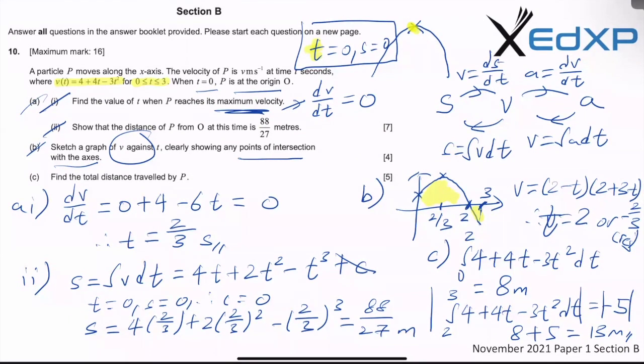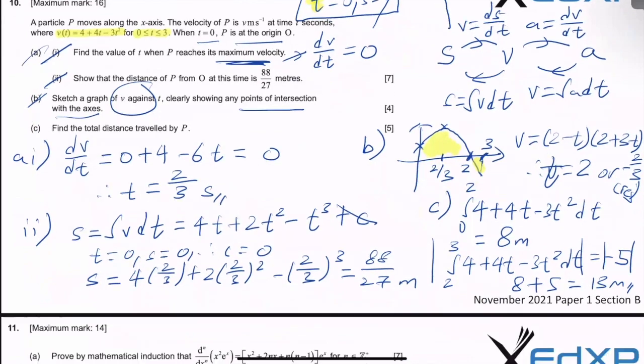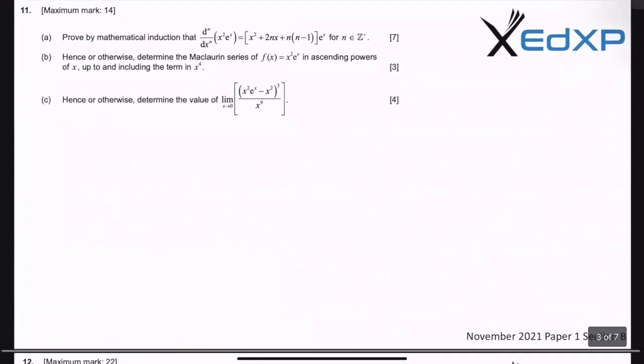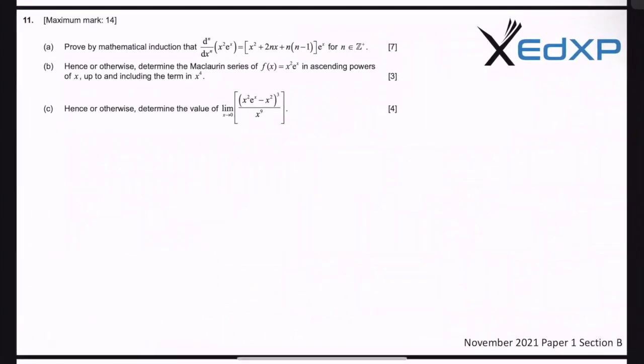Okay, I hope you got that. I'll move on to the next question, question 11 in section B of the November 2021 paper. This topic is on mathematical induction or proofing. We also have the Maclaurin series and a limit question in part C. Let's focus on our induction question first.